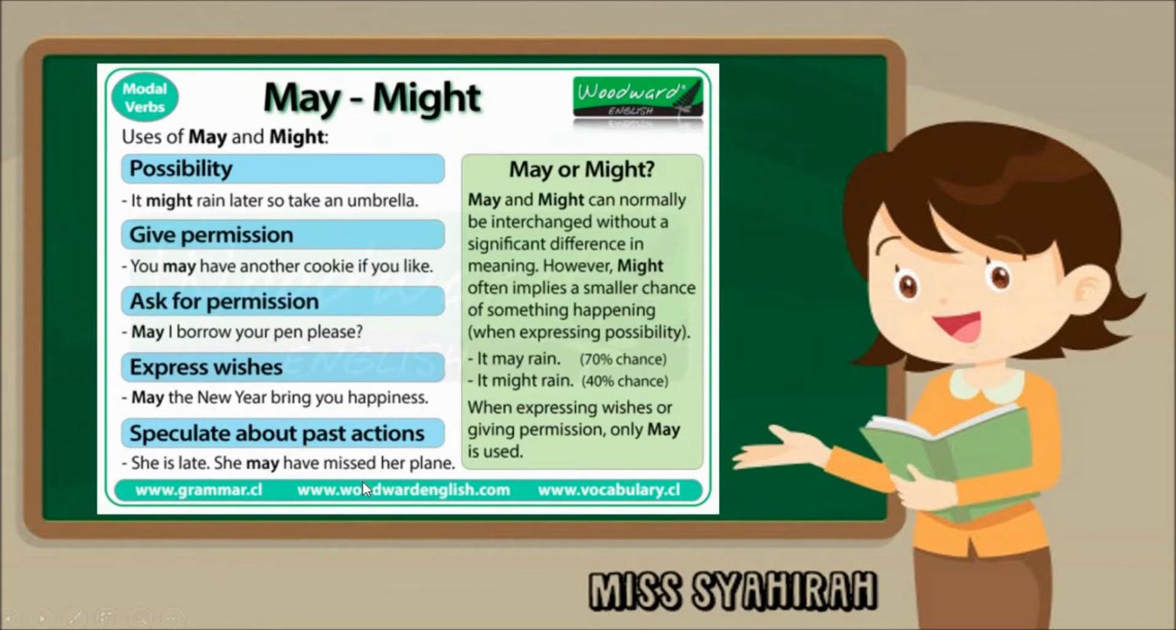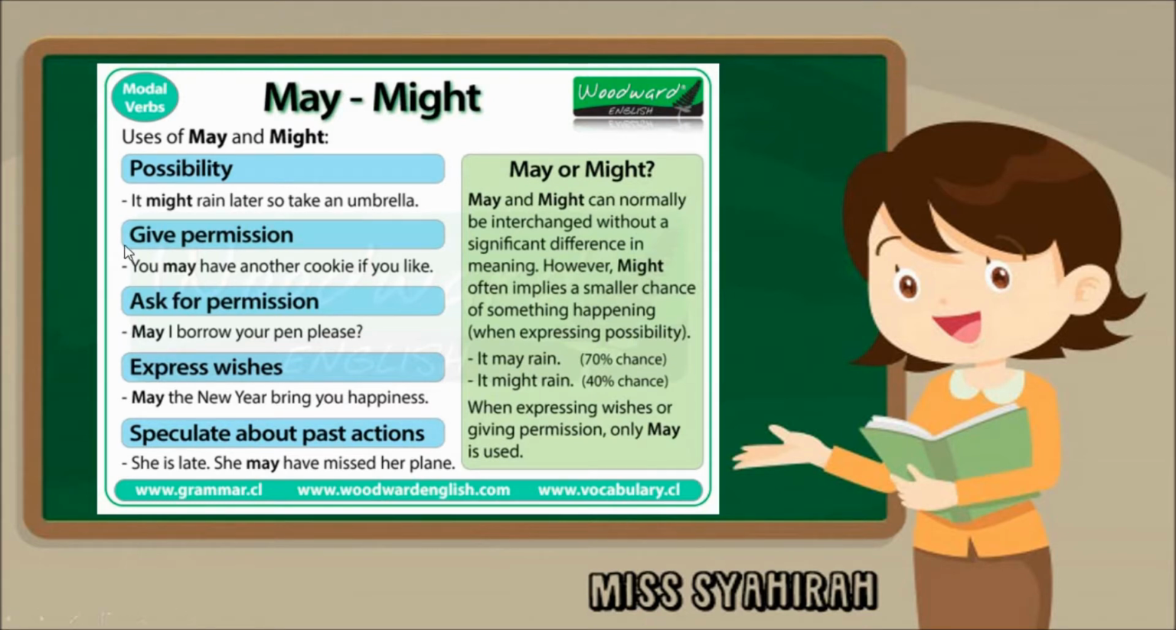Right, next is may versus might. So may maksud dia pun boleh jadi sama macam can, boleh. Might maksudnya mungkin, it's like maybe. Okay, might. So uses of may and might is for possibility. So for example, it might rain later, so take an umbrella. You can also use it may rain later. So dua-dua pun boleh guna might or may.